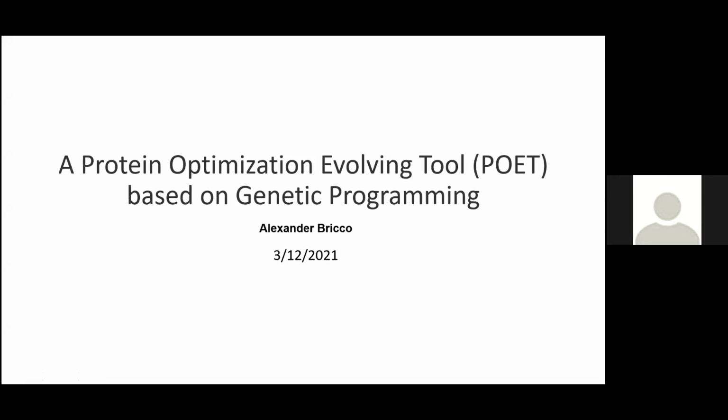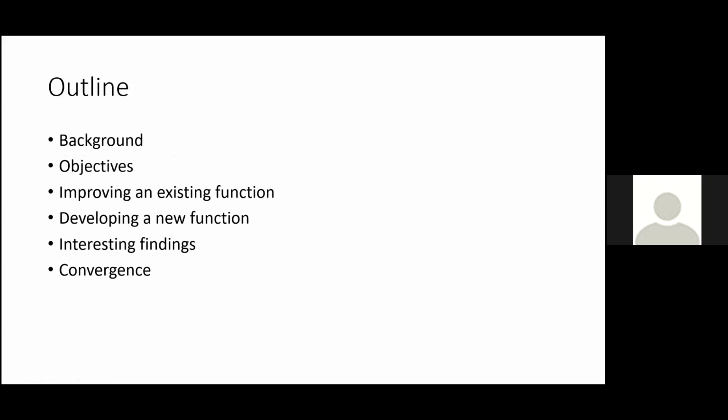I'm Alex Bricco. This presentation is on a protein optimization evolving tool, POET, based off genetic programming. To quickly outline what I'm going to be going over, I'm going to start out talking about background. I'm going to talk about the objectives of the research, look at the way POET has been used to improve an existing function, develop a new function, and then talk about some interesting findings and the convergence thereof.